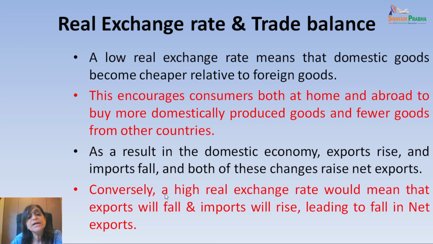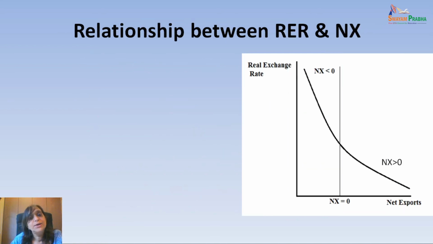A reverse reaction may take place if your real exchange rate, instead of being low, becomes high. Then your exports will fall, and this would lead to a fall in net exports. So this is how the prices in the domestic market and international market, along with the nominal exchange rate, have an impact on your trade balance. Now let us see the relationship between real exchange rate and net exports. We have understood it. Now let us see it graphically.